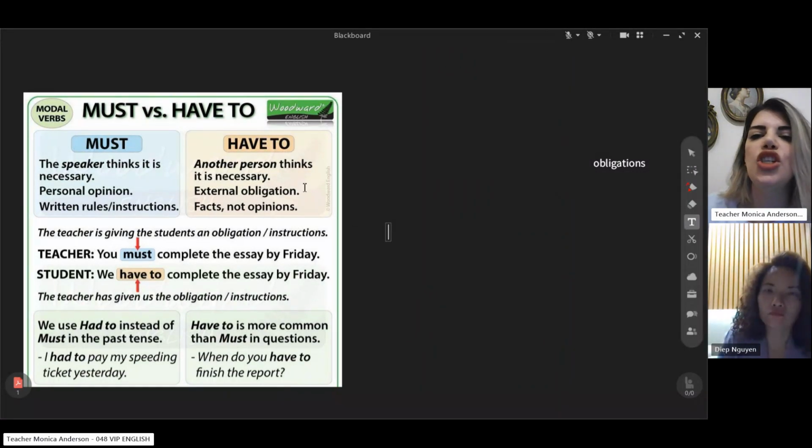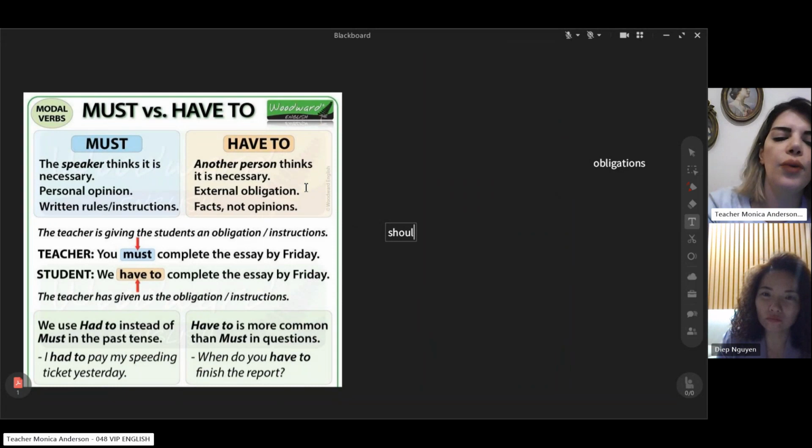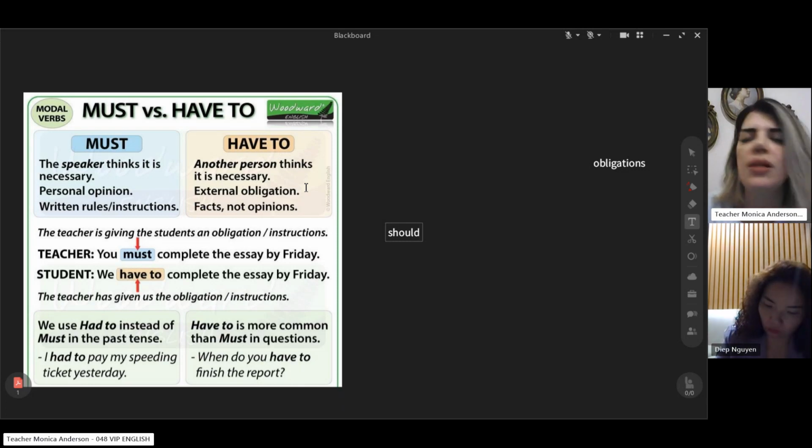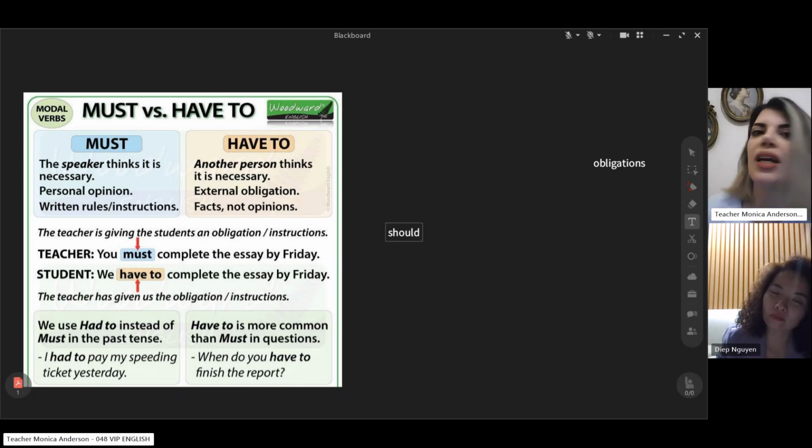We have should. As you know, we use should to give advice, to make recommendations. So if you want to recommend, if you want to suggest, if you want to give advice, you use should. It means there is no force, there is no obligation. We only give some advice to people. And you know, after all modal verbs, we have the base form of the verb, the infinitive without to. Okay?